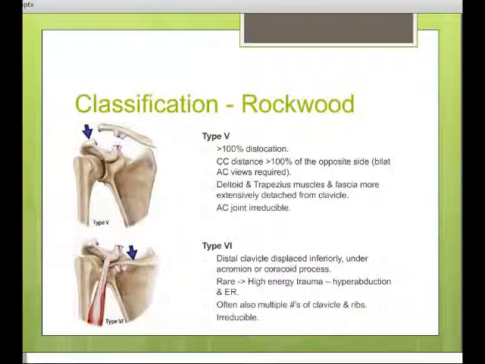And finally, type 6 injuries, which are quite rare and require a large amount of force to end up with this injury. The distal clavicle is displaced inferiorly under the acromion or the coracoid process. And that could be a result of hyperabduction and external rotation. With this injury, there could be also multiple other fractures, either of the clavicle or the ribs. And again, this is an irreducible injury.